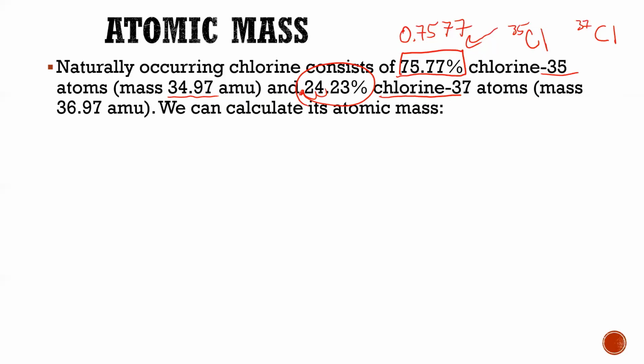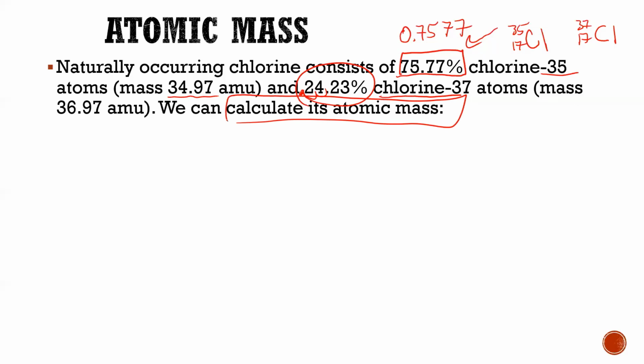Now, a lot of people will say, wait, they have different masses. Well, again, why are they both chlorine? They're both chlorine because they both have 17 protons, or atomic number 17. They have different masses because of the neutrons. But the whole point is, how are we going to calculate this? How are we going to calculate that weighted average, that weighted atomic mass?